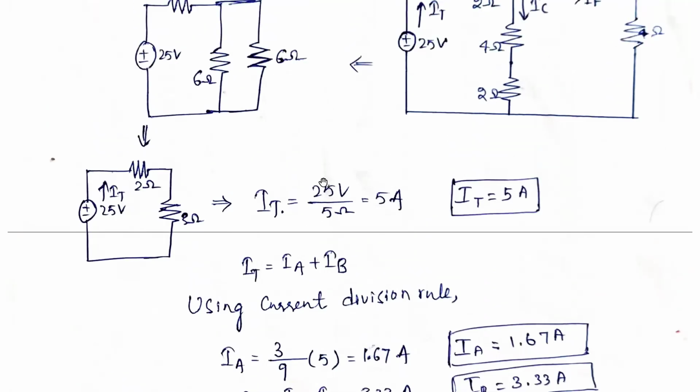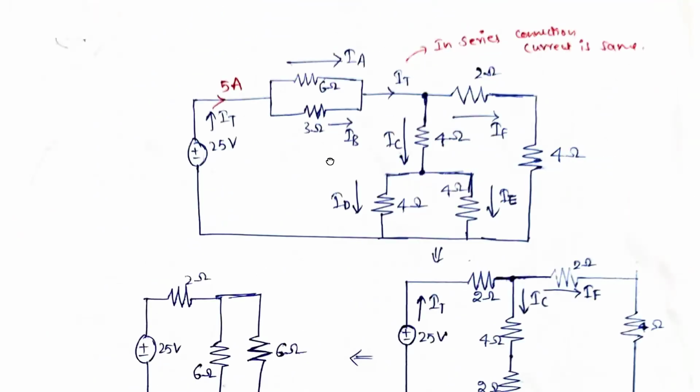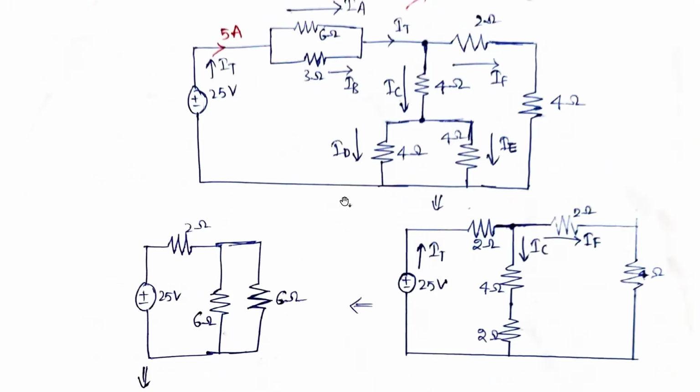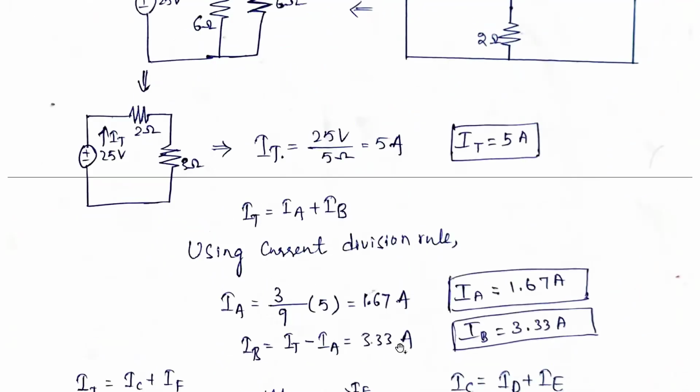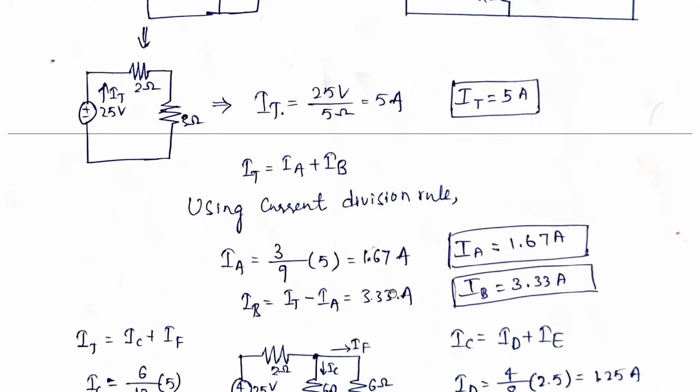Now, can we try and see? Here, what is IB? IB is the current flowing in this particular 3 ohm resistance. The opposite resistance is 6 ohms. So 6 divided by 6 plus 3, the total resistance, is 6 divided by 9, into 5 amperes. If you simplify, you will get 3.33 amperes. Tell me in the comments whether you got the same IB value by using the current division rule or not.